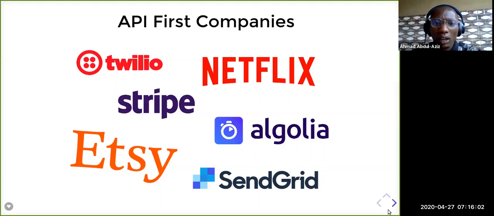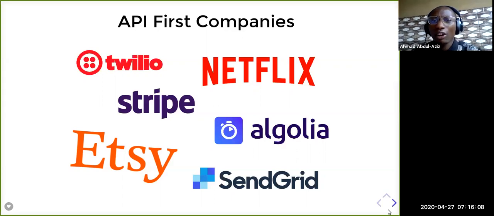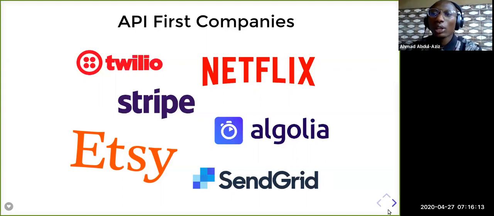We have Stripe, Algolia, ST, Netflix, and SendGrid. So these are big companies that are using an API first approach. So you know this is something you should really explore.